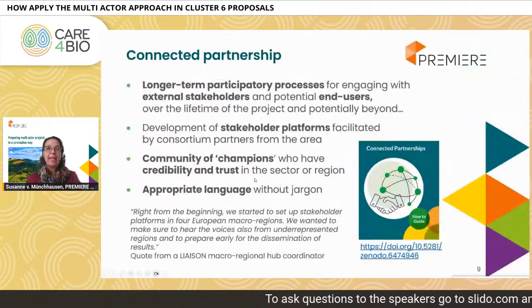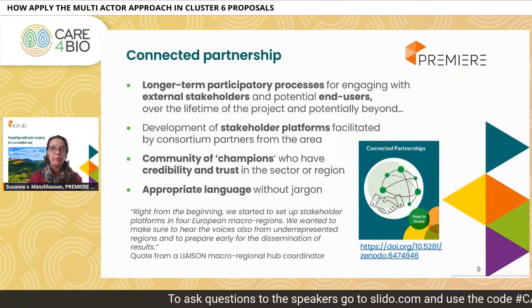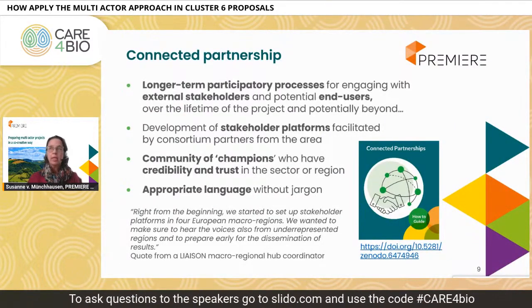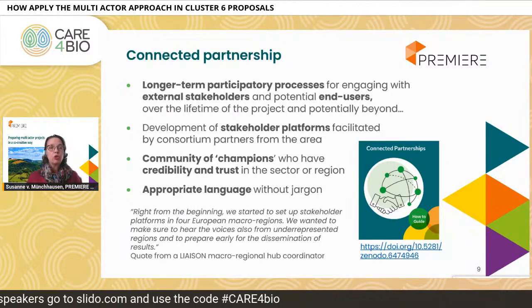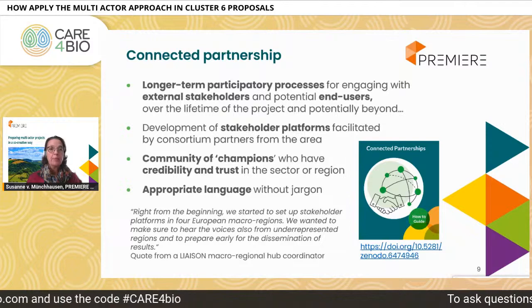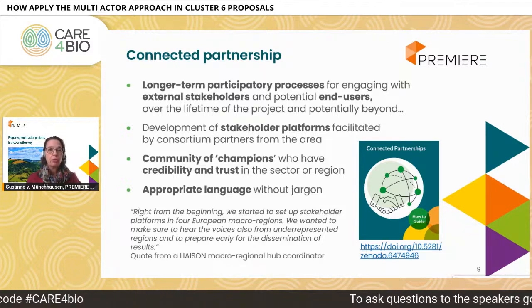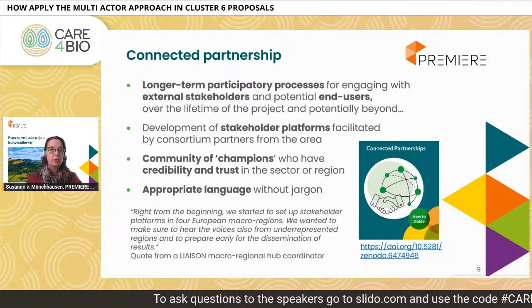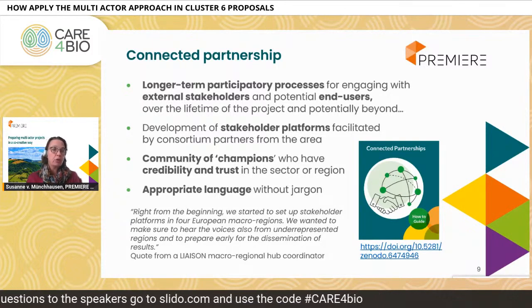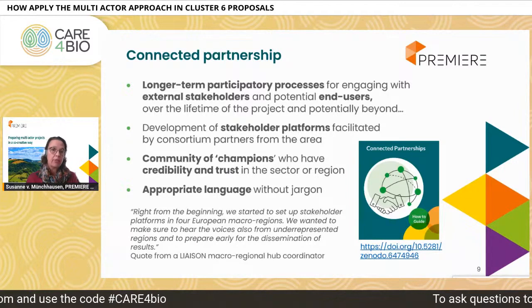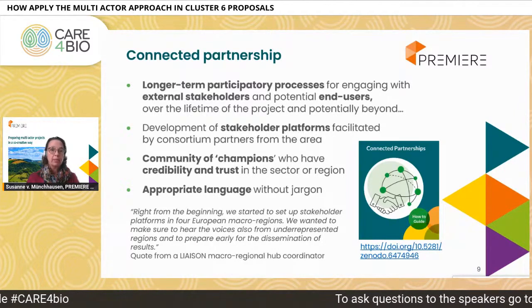Connected partnership, and that's all about stakeholder involvement. There is no good multi-actor project, as well as no other research project, without strong stakeholder involvement. So, long-term participatory processes for the involvement of external stakeholders and potential end users. Stakeholder platforms are good. Another opportunity is a community of champions who have credibility and trust in the sector or the region. Appropriate language, we've heard of this for quite a while.